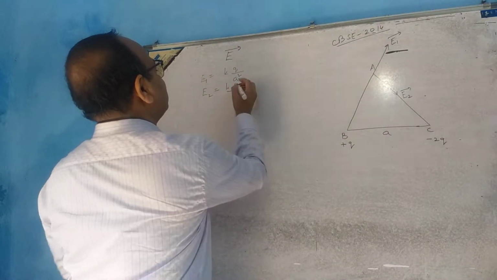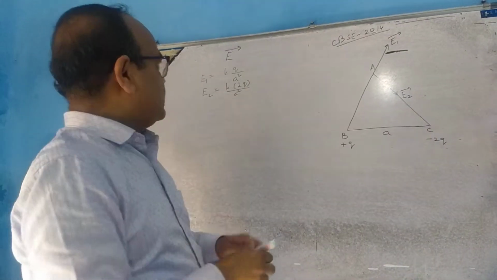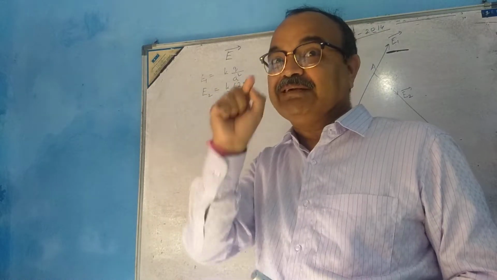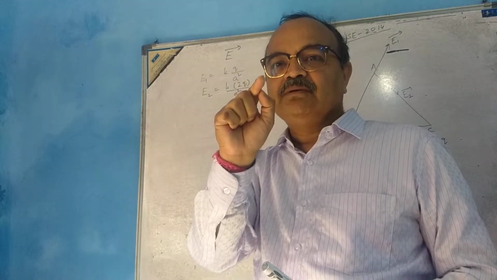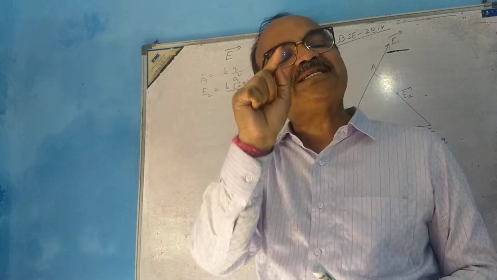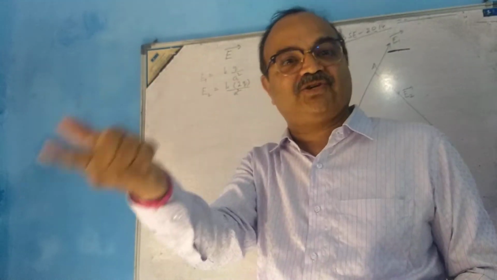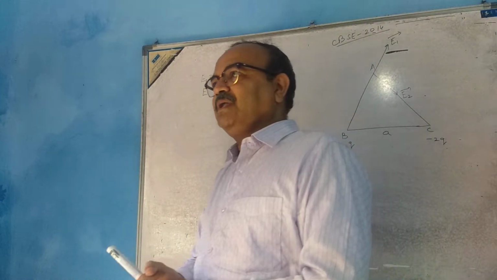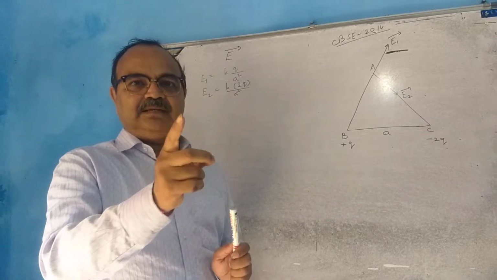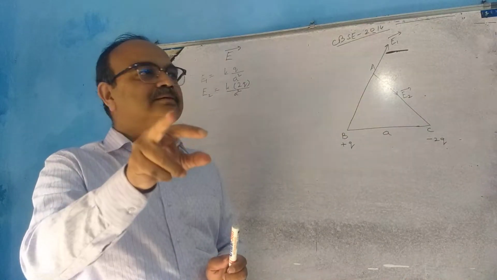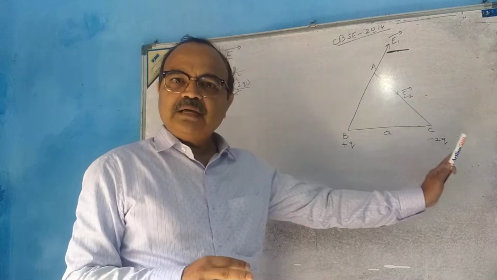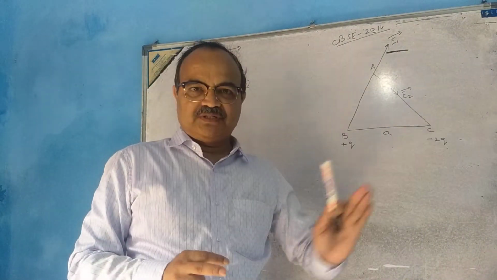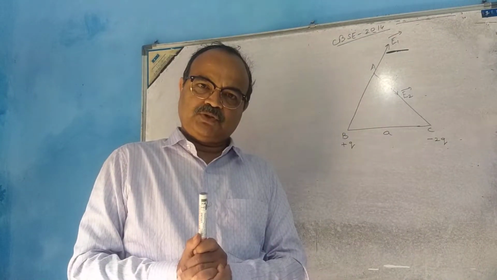As I have put here 2Q, I put only the magnitude, because just keep in your mind that the sign is always adjusted by the direction, since it is a vector quantity. The direction is already given: for the positive charge, away from the charge; for the negative charge, towards the charge. So no problem is there.